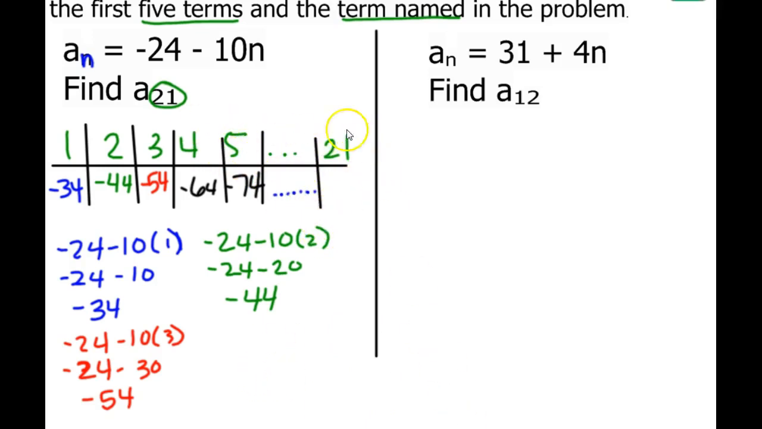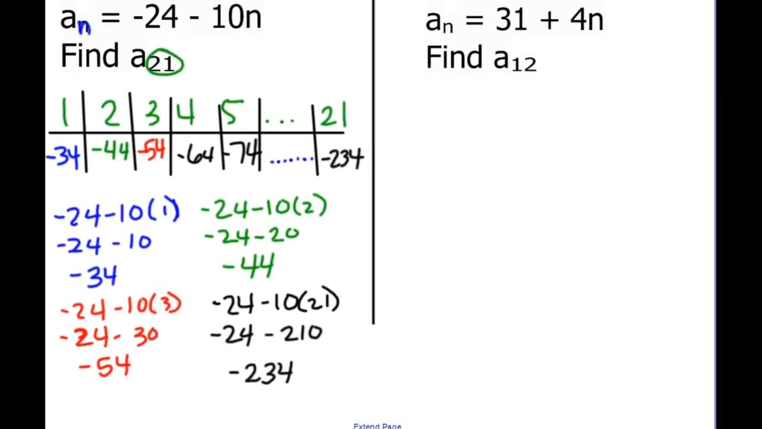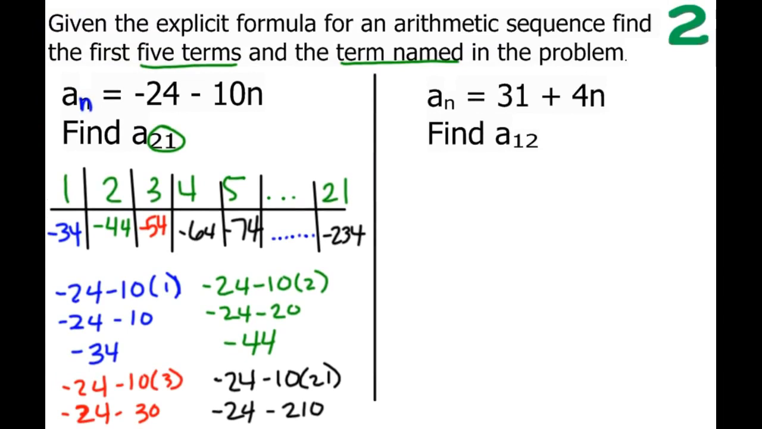So instead I'm just going to plug in a 21. Negative 24 minus 10 times 21. Well, 21 times 10 is 210. So altogether that's negative 234. Yes, you can use your calculator if you have questions, but we're just plugging in the first 5 terms, so 1, 2, 3, 4, 5, and then the 21st term.